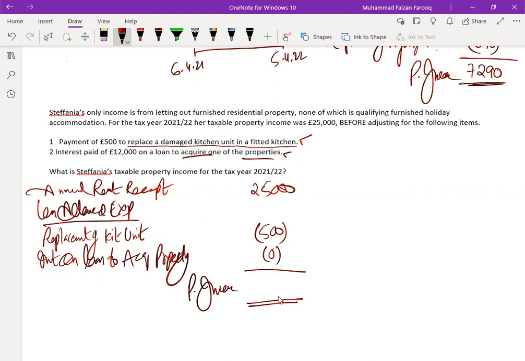In this question they are asking you only property income, so that's the answer. But we learned that if there is interest on a loan to acquire property, it will give you a relief of 20% in income tax liability in the computation of tax format. We did a practice question as well. So please revisit that. Okay, any questions? No question.